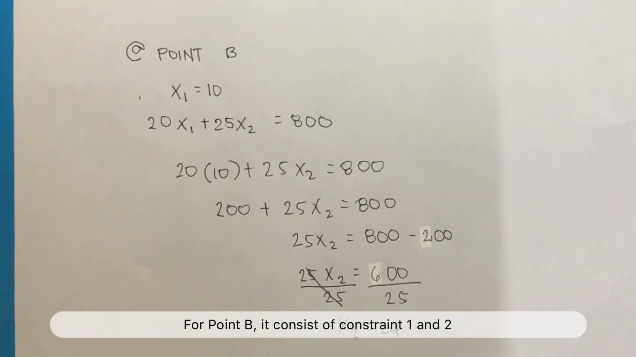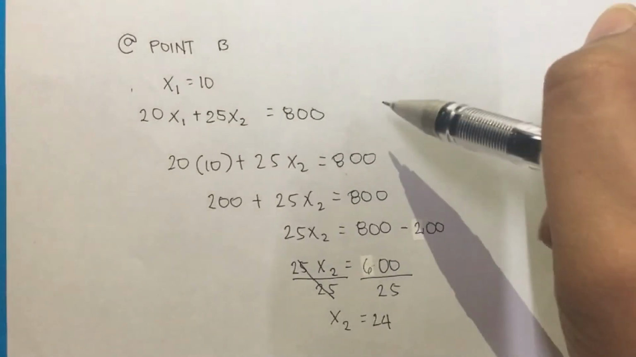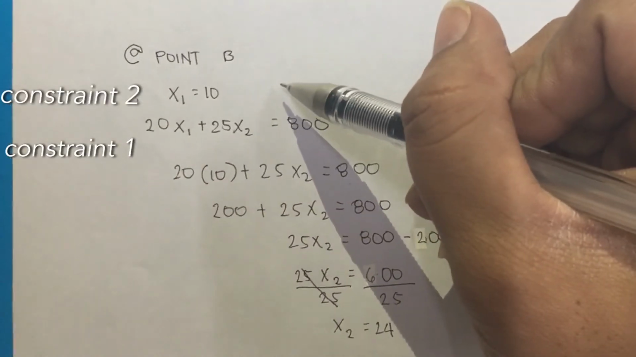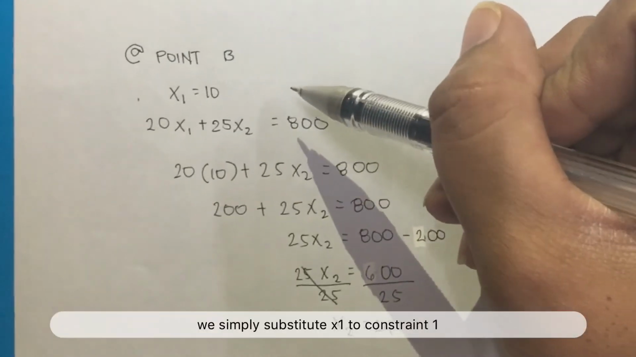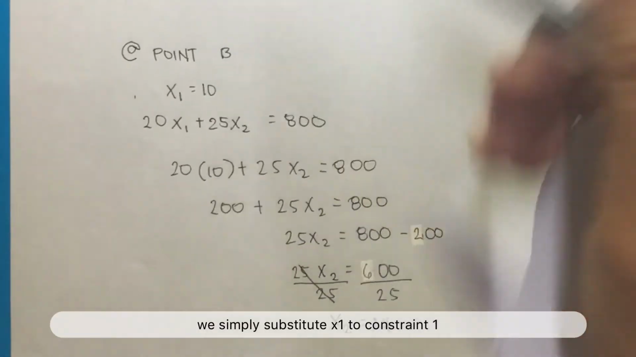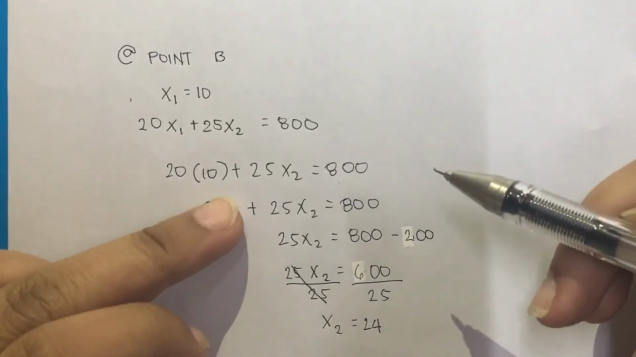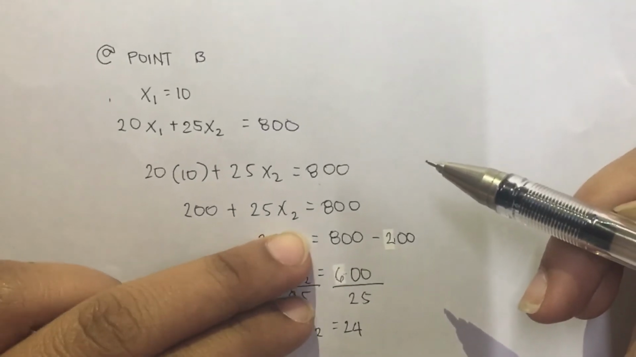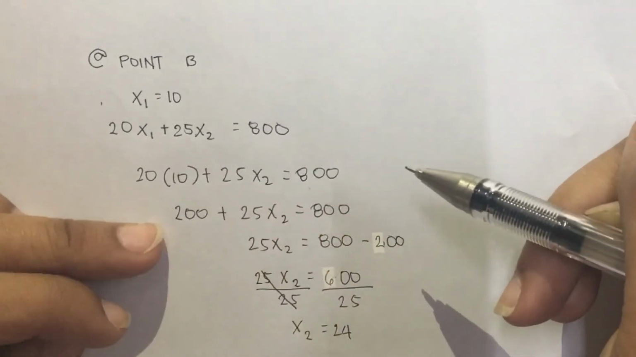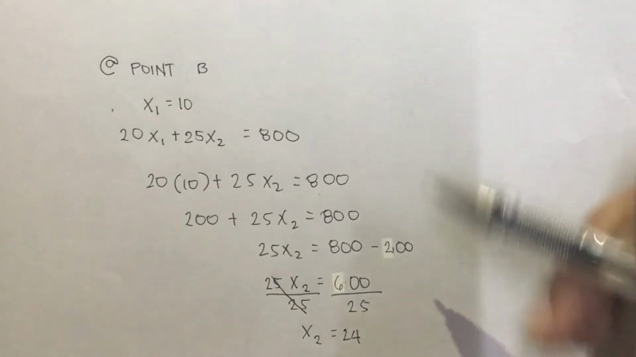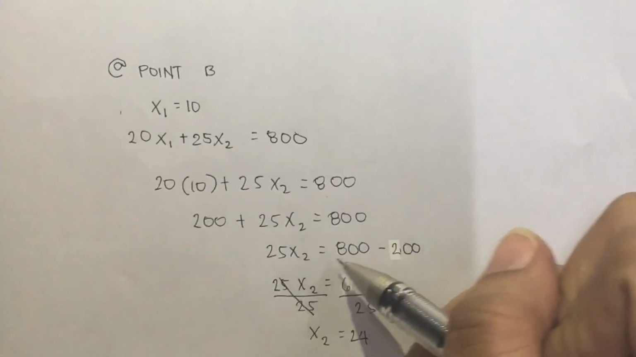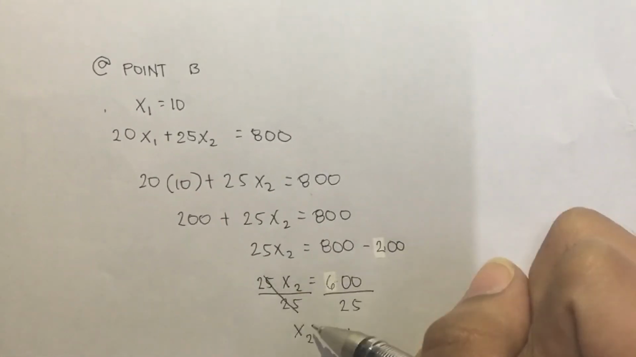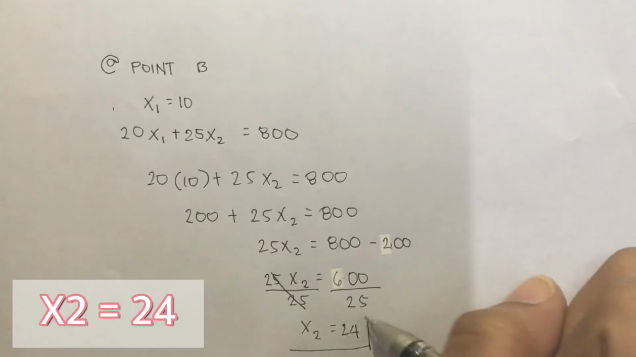For point B, it consists of constraint 1 and constraint 2. For constraint 1, we have 20x1 plus 25x2 equals 800. And for constraint 2, we have x1 equals 10. So we simply substitute x1 to constraint 1. So here we have 20 times 10 plus 25x2 equal to 800, and we have 200 plus 25x2 equals 800. Now we transpose 200 to the other side, so it becomes negative. So 25x2 equals 800 minus 200, and then we divide 600 by 25. So now we have x2 equal to 24.